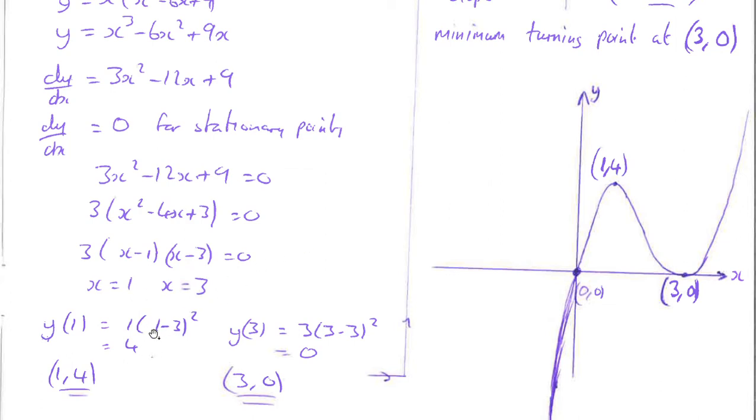Substitute back into the original equation, the x bracket x minus 3 all squared. We want the y coordinate, so we substitute into y equals. So y of 1 will be 1 multiplied by 1 minus 3 all squared, which is 1 multiplied by negative 2 squared, which is 1 multiplied by 4, which is 4. And in a similar way, substitute in 3, but the bracket's going to equal 0 here, so we've just got 3 multiplied by 0, which is 0. So interestingly, that is the x-intercept, but that's okay.